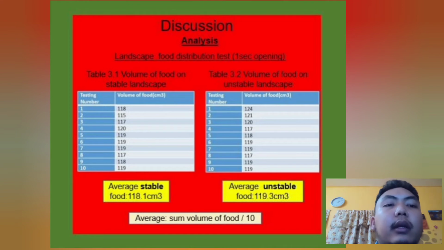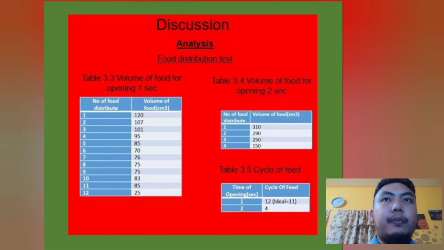As you can see, both of the numbers are not really far from each other, not really different, which shows that the landscape does not really change the amount of food distributed to the tray for the goat to eat. Okay, so now let's continue with the food distribution test.